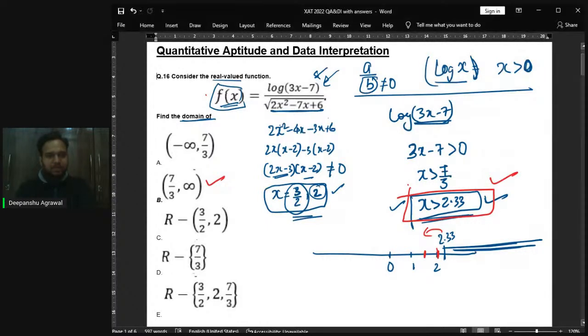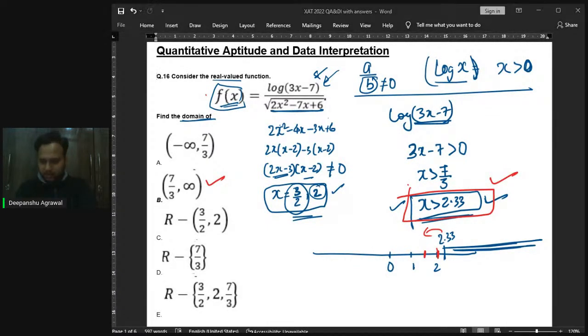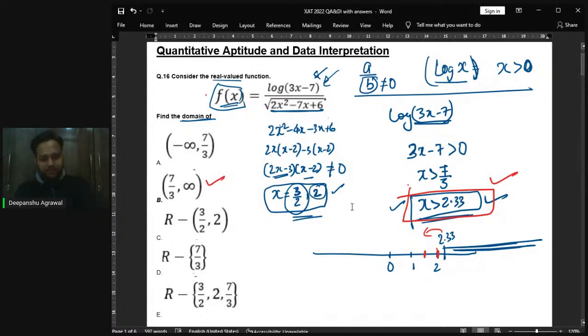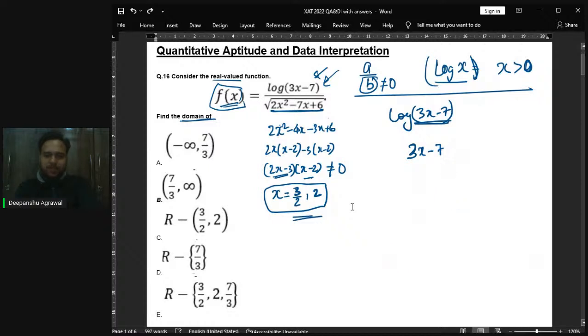Okay, let's move to the next one. Let's take the doubts as well. "LOC can't be negative." What is LOC? Okay, log. I think you must be writing log. Okay, so this is solved already. Let's move to the next one.